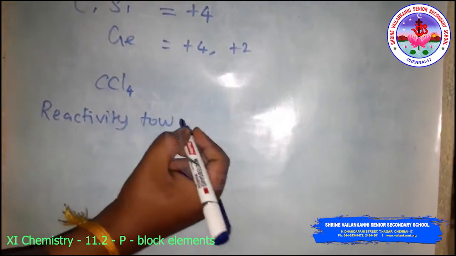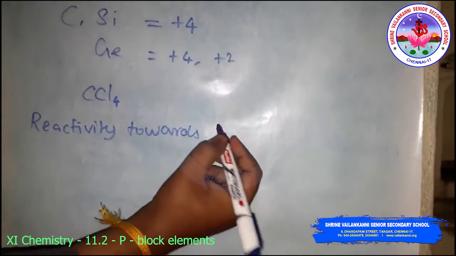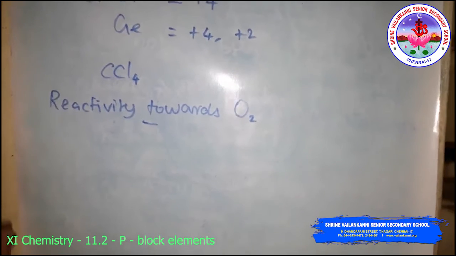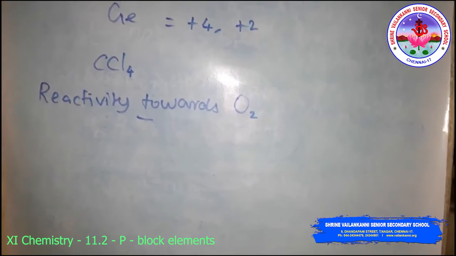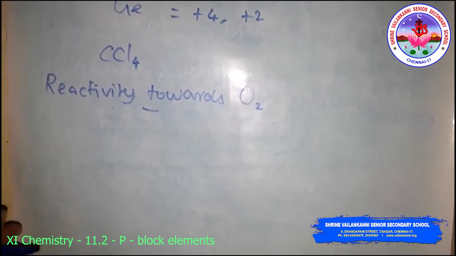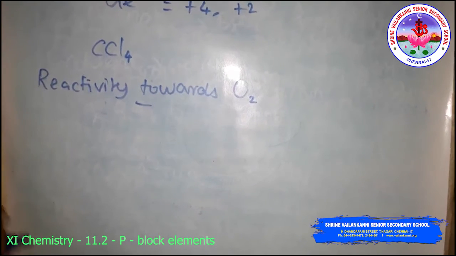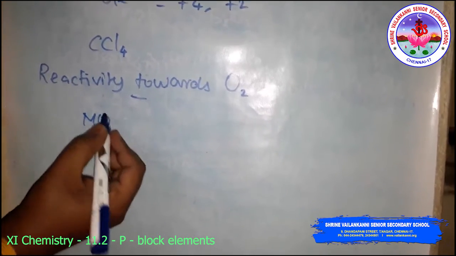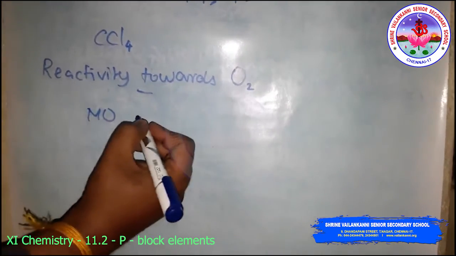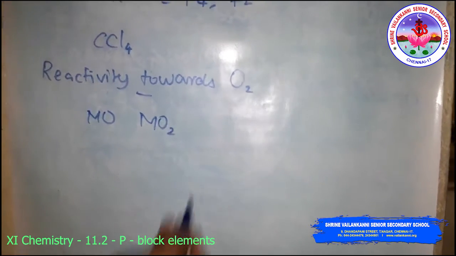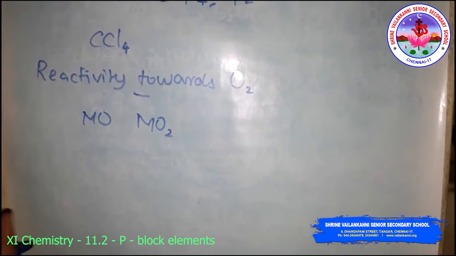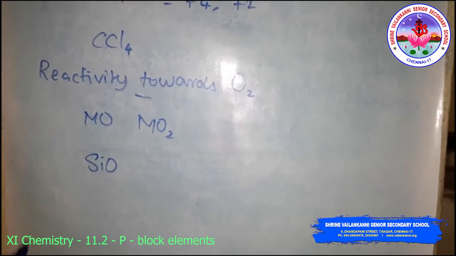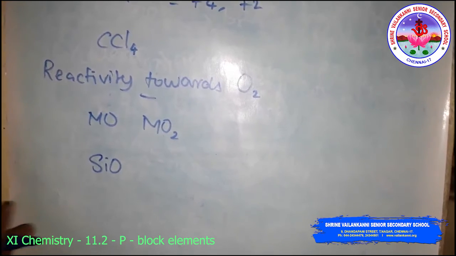Then reactivity towards oxygen. All members, when heated in oxygen, form oxides. There are mainly two types of oxide, monoxide and dioxide. Simply we can write them as MO and MO2. Here silicon monoxide, SiO, only exists at high temperature.